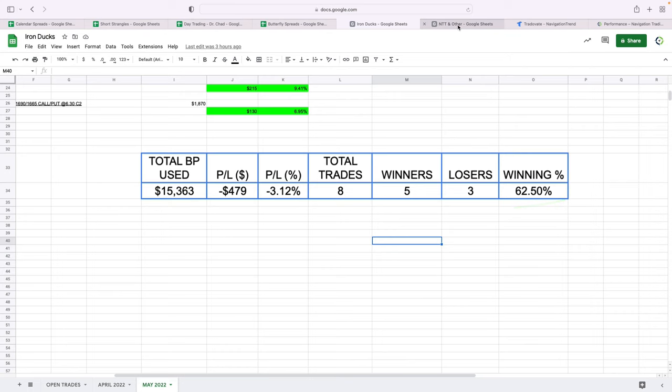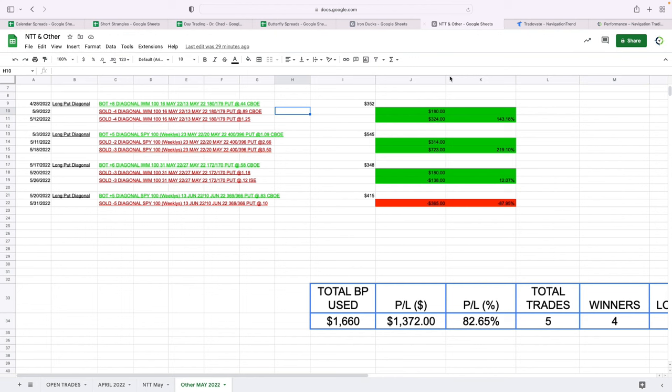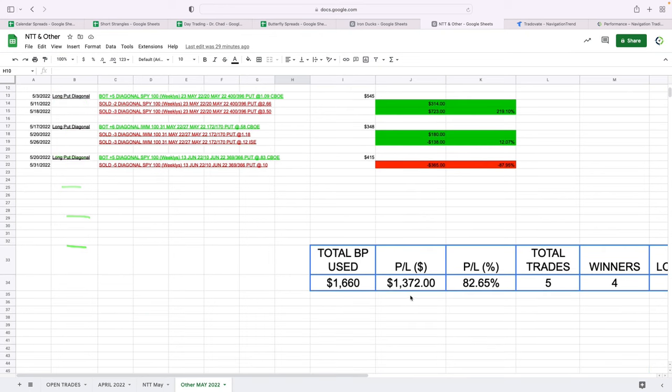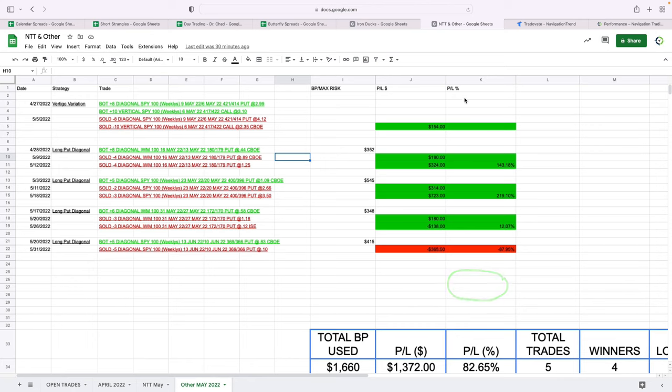And then the other category I kind of just put together as other trades. So we had 5 other trades. One was what we call a vertigo variation, and the others were long put diagonals. And on those, we booked a total profit of $1,372. P&L percentage of a little over 82%. And in fact, that is actually not correct because I didn't have what the max risk on this vertigo was. So you can kind of disregard the P&L percentage.